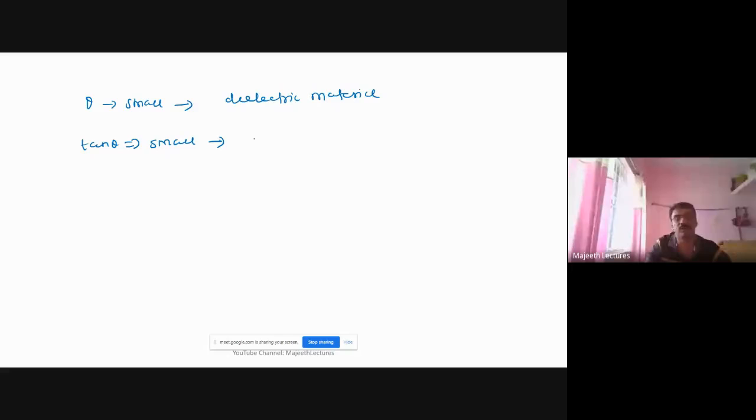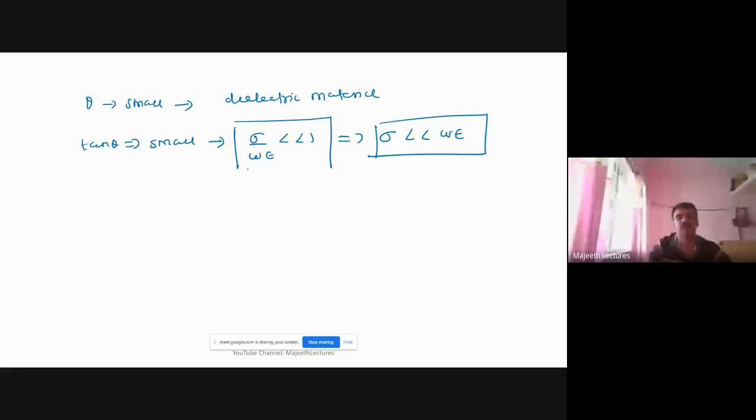Tan theta is equal to sigma by omega epsilon. Sigma by omega epsilon must be very, very small, that is, less than 1. This means sigma must be less than omega epsilon. So for a dielectric, sigma by omega epsilon must be far less than 1.